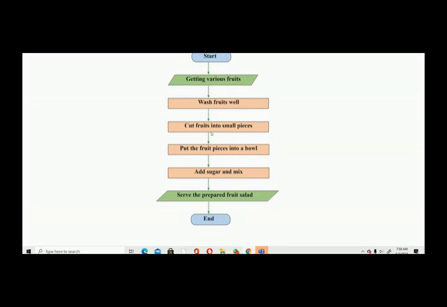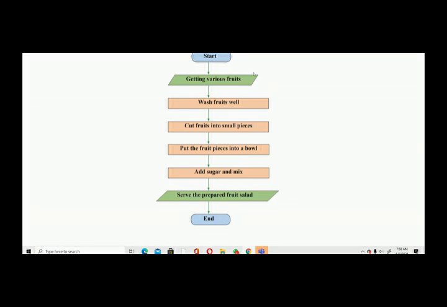Now what are you going to do? Wash fruits well, cut fruits into small pieces, put the fruit pieces into a bowl, add sugar and mix. All of these things are actions, okay, processes. So you need to put them inside a rectangular shape, okay. And the last one is your output. Serve the prepared fruit salad. The prepared fruit salad is your output that you have to write inside a parallelogram.